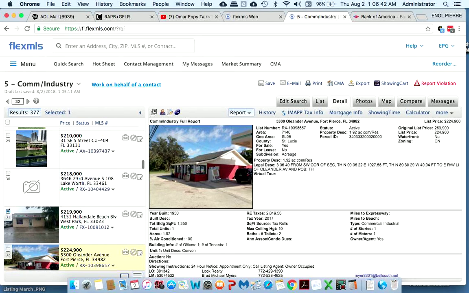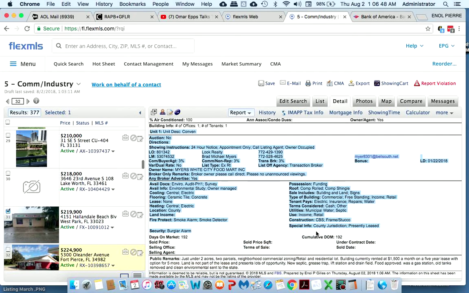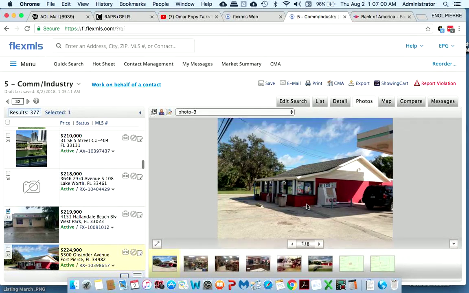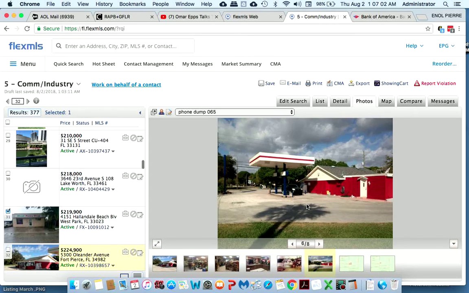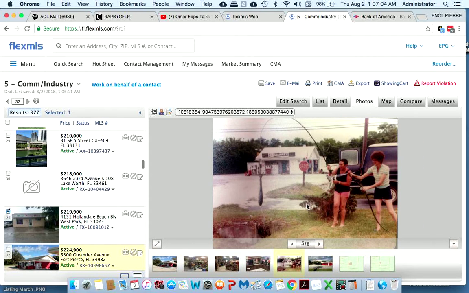What is this? This is in Fort Pierce. Not a good area, to be honest with you. I'm just reading, sorry. I mean, I don't know. I just know that this area is not a good area. Fort Pierce isn't. Not bad, though. I mean, if you really think about it.